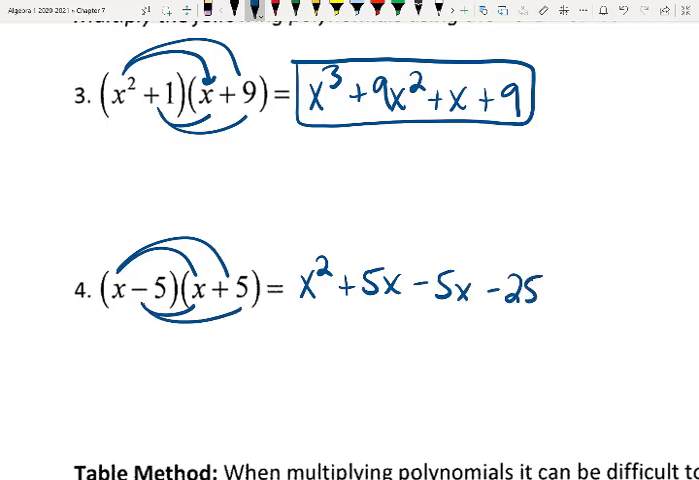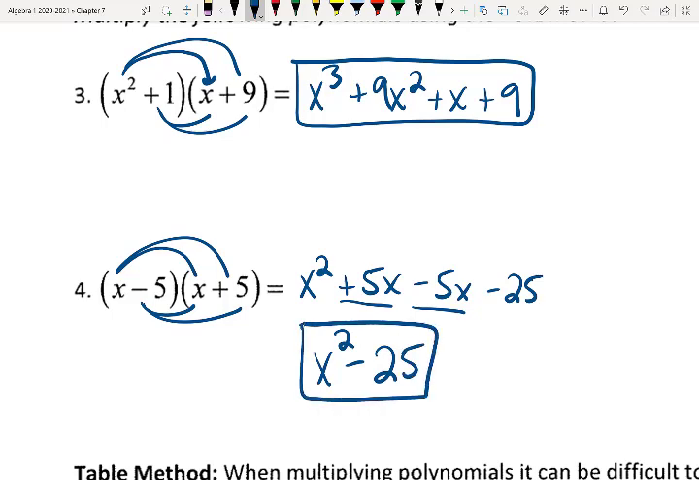negative 25. Now in this case, my two like terms in the middle end up giving me 0x, so I don't have to write that term at all. I would just have x squared minus 25. And that's okay. That is an option for us. We could have terms that just cancel out. That's something we'll get into later in the chapter. This is a special relationship between our two binomials. This is a special multiplication shortcut we'll be covering in a later section. But for right now, all we need to know is that x squared minus 25 is my final simplification.